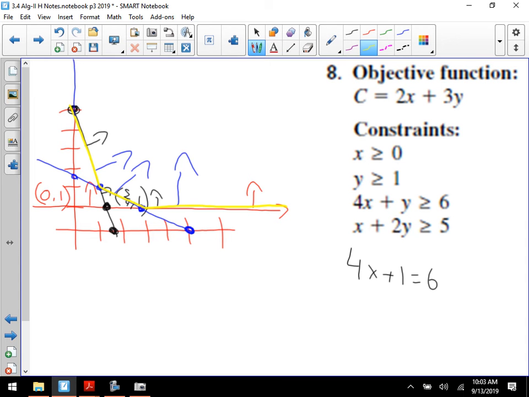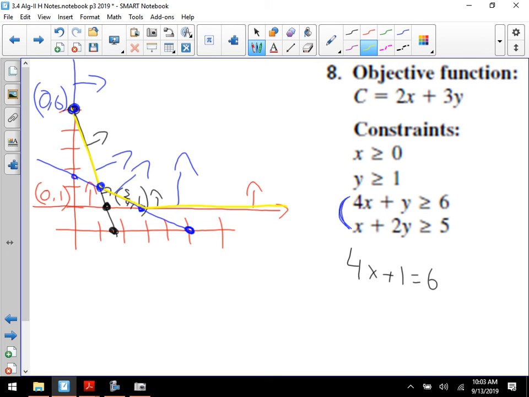We know that this graph goes this way, so it hits here. That was an easy one. That was at 0 and 6. This one we have to find. That's the intersection between these two here. When I look at those two, I can do the direct substitution again if I want.